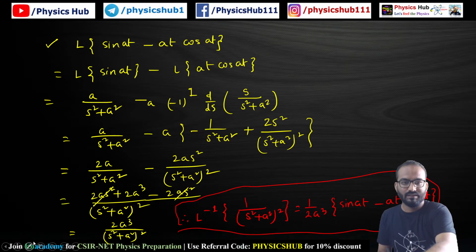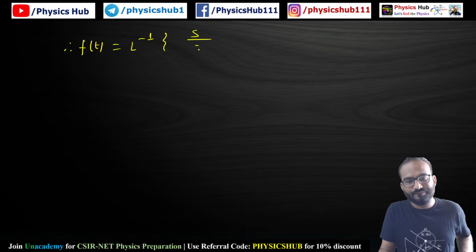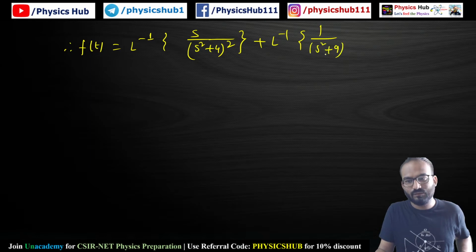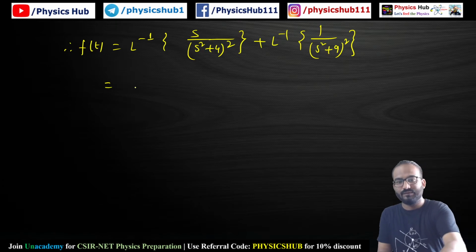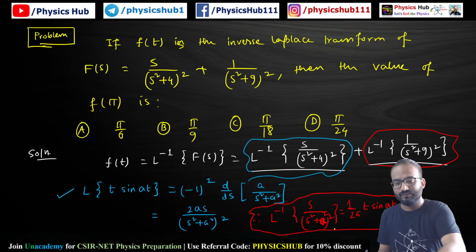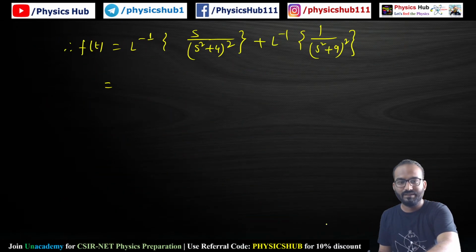As an ultimate result, f of t that we need to find out is equal to Laplace inverse of s by s square plus 4 whole square. This one was the first term. The second term was L inverse of 1 by s square plus 9 whole square. So in the first place, what is the formula of s by s square plus a square whole square? This is 1 by 2a t sin at.